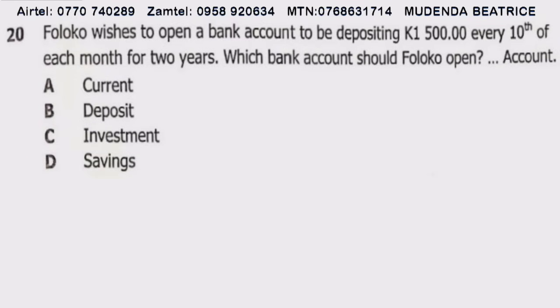Question 20 was as follows. Folloco wishes to open a bank account to be depositing 1,500 every 10th of each month for 2 years. Which bank account should Folloco open? A. Current, B. Deposit, C. Investment, D. Savings.